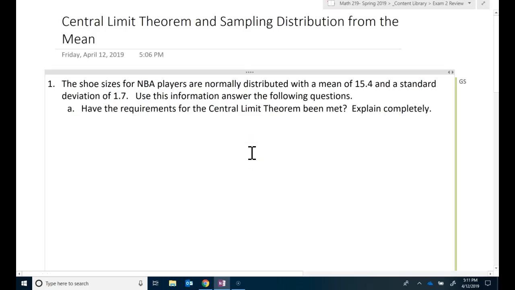Hey, this is Dr. Sweeney, and this is the fourth part of our exam 2 review. This part is on the central limit theorem and the sampling distribution for the mean. Once you understand how to work with the normal distribution, this is just an application of the normal distribution. It ends up being really important for working with confidence intervals and also with hypothesis testing.